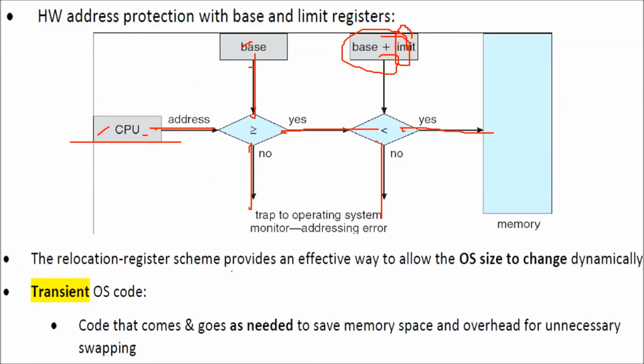The relocation register scheme provides a very efficient way to allow the operating system size to change dynamically. There is also transient operating system code, that is, operating system code that comes and goes as needed, to save memory space and the overhead of unnecessary swapping.